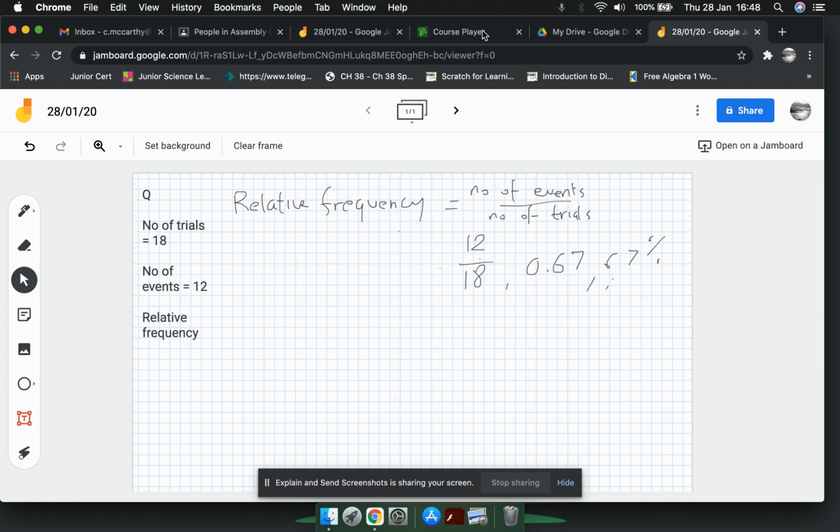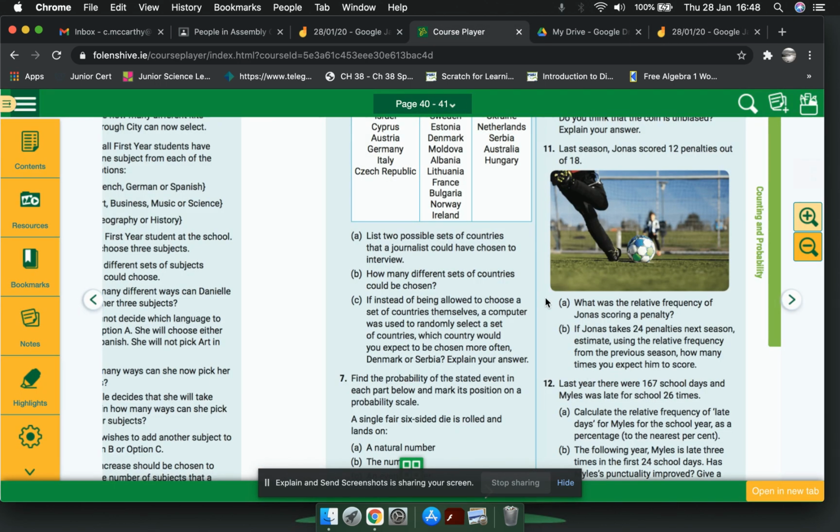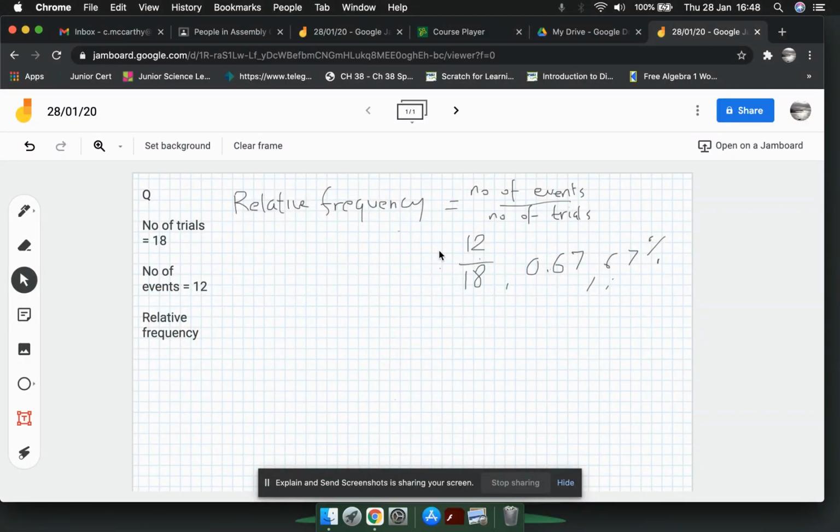So going back to the question then, again, it says, if Jonas takes 24 penalties next season, estimate using the relative frequency how many times you expect him to score. And this is what I was talking about earlier in our notes. This is the expected frequency. So what do we expect? Well, we have to use our formula here. Our formula, as provided in your set of notes, was equal to the number of trials times the relative frequency. Or you can do it the other way around if you'd like, same difference.